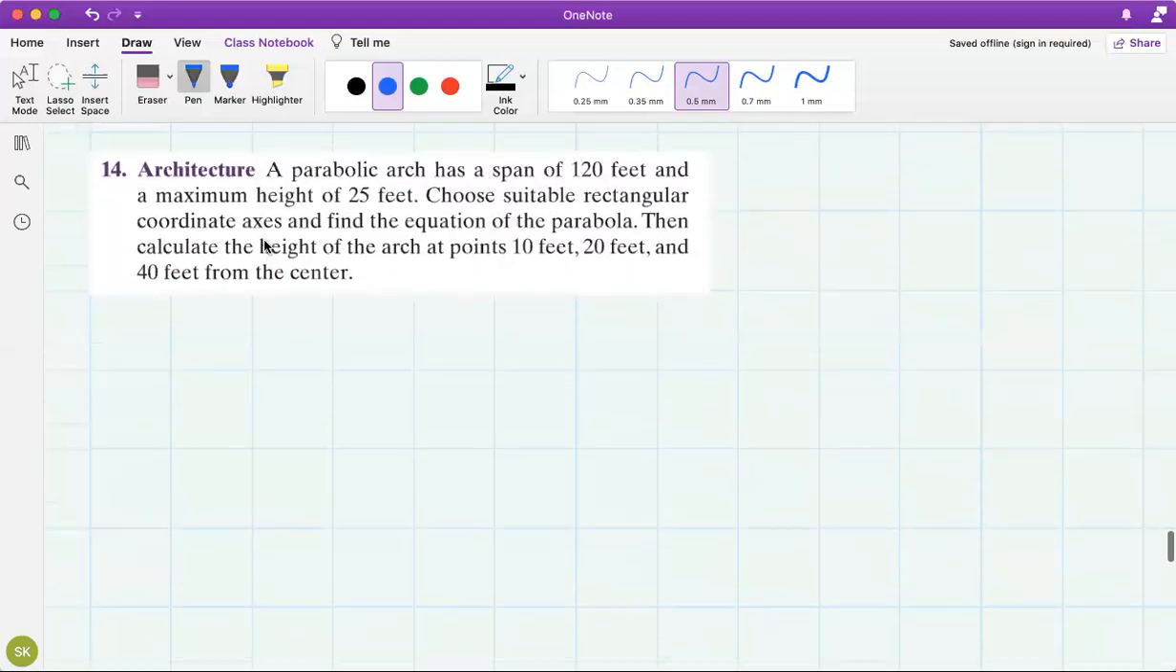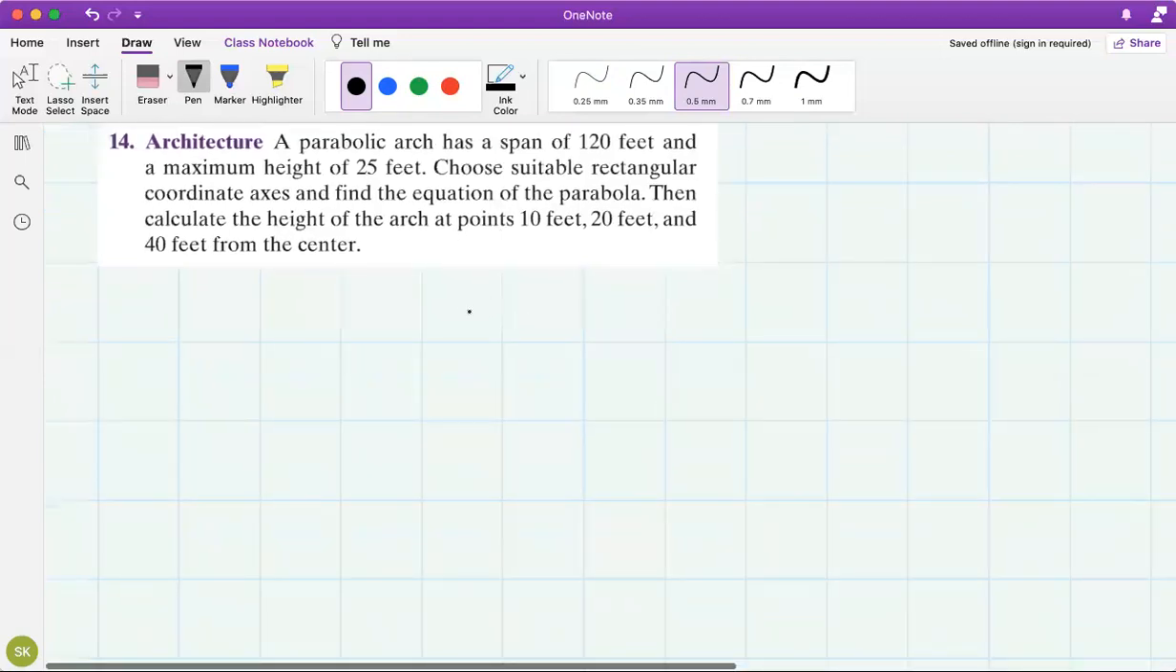All right, here is problem 14. I think we may have seen something like this a while back, and I want to go back through it. And then I'm going to talk about that homework question you're going to see. So it says a parabolic arch has a span of 120 feet and a maximum height of 25 feet. Choose suitable rectangular coordinate axes and find the equation of the parabola. Then calculate the height of the arch at points 10 feet, 20 feet, and 40 feet from the center. Okay.